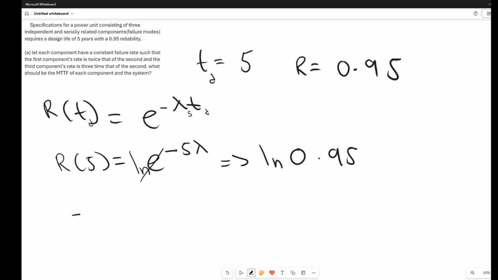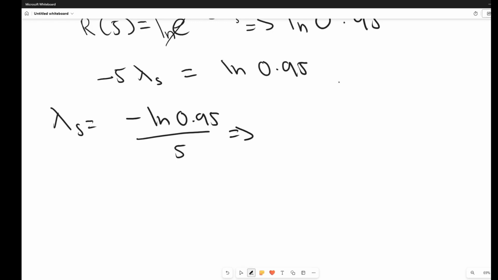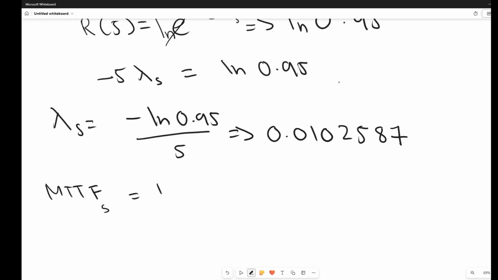So, rule of logs, ln, this cancels, so we have negative 5 lambda s is ln 0.95. So lambda s is negative ln 0.95 divided by 5, which is 0.0102587. And if you remember, mean time to failure of the system is 1 over lambda, in this case lambda s, so 1 divided by all that, 97.479 years.